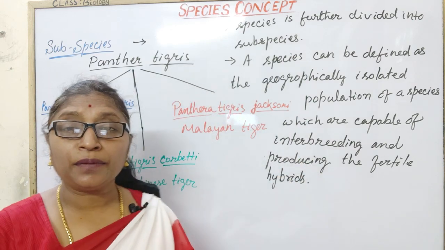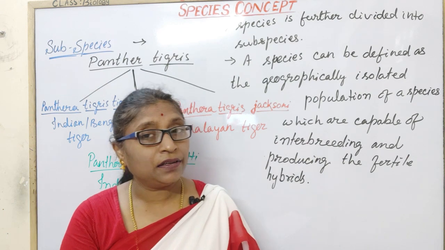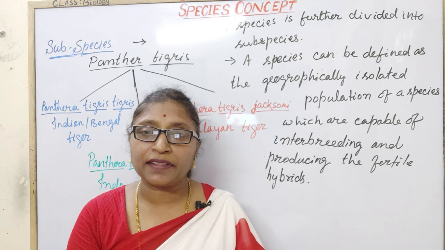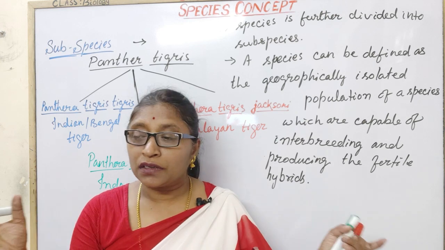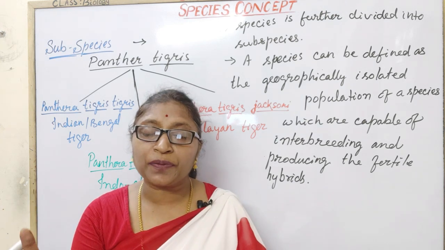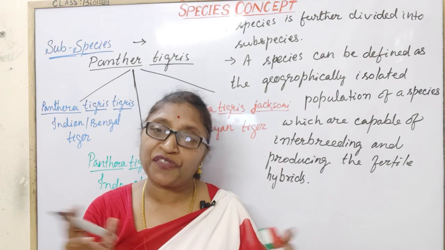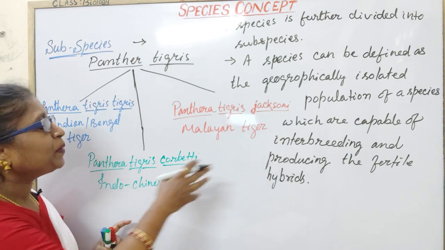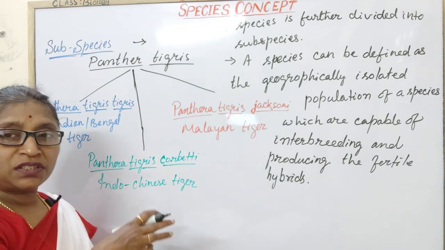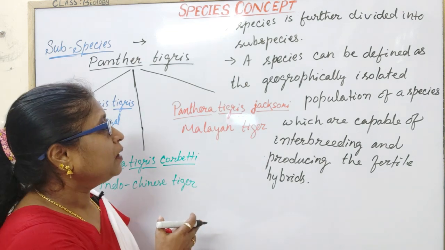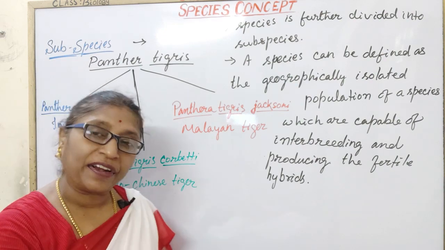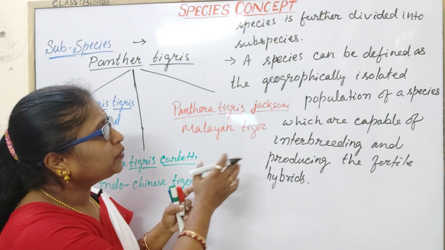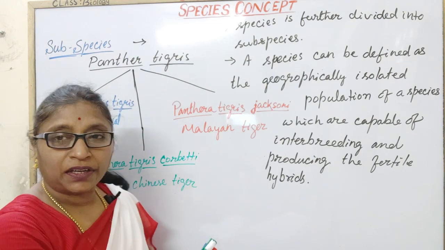As we discussed, hybrids like the tigon or liger are not fertile when interspecific interbreeding is done between individuals of two different species. But these are the same species, only geographically isolated. The populations are geographically isolated and adapted to different environments, but they are capable of interbreeding successfully.